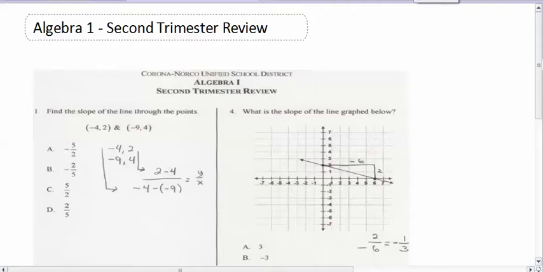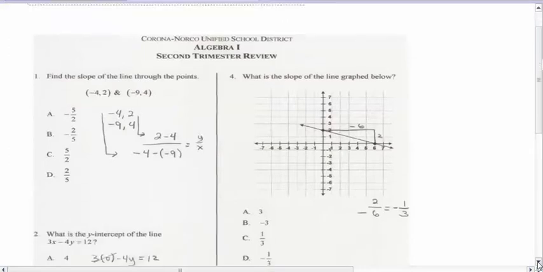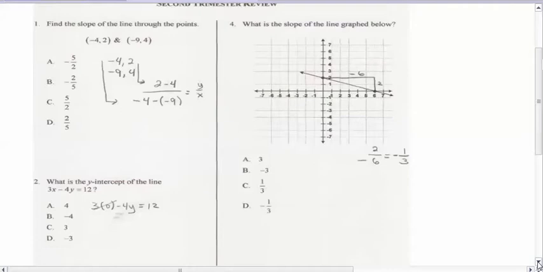Okay, we're going to go over the Algebra 1 second trimester review, starting with problem 1. I kind of set it up for us already to give us a little bit of head start. We're going to find the slope. So how we do that is rack them, stack them, subtract them.